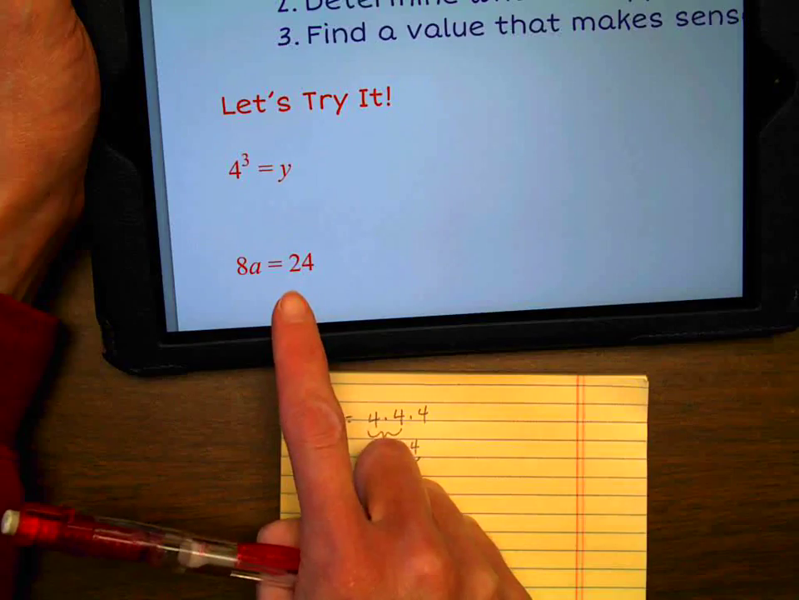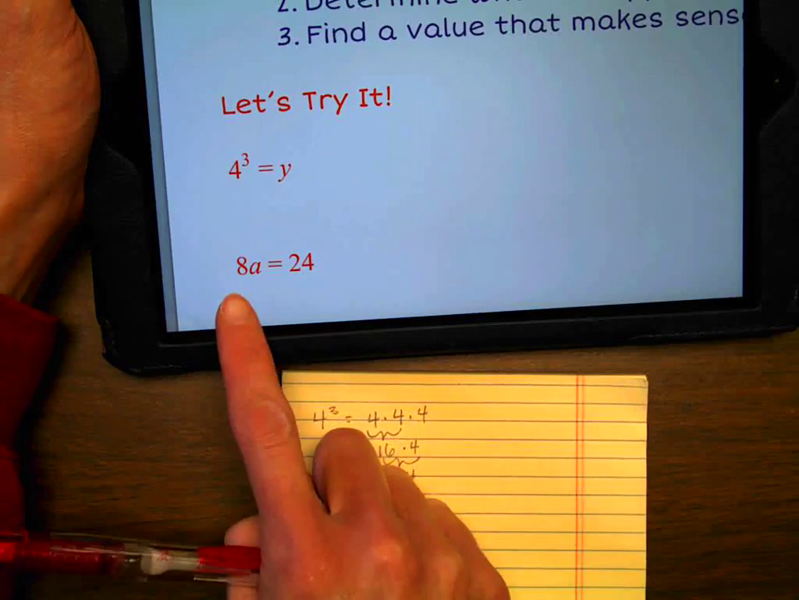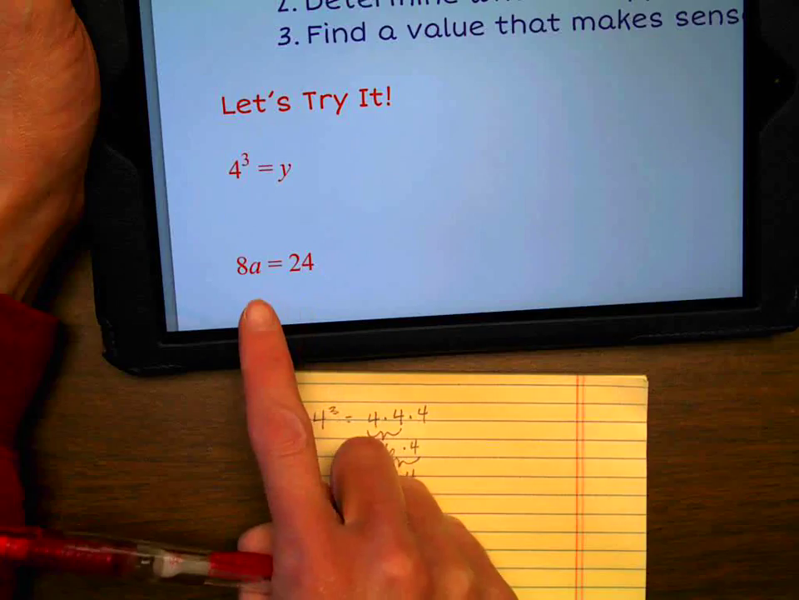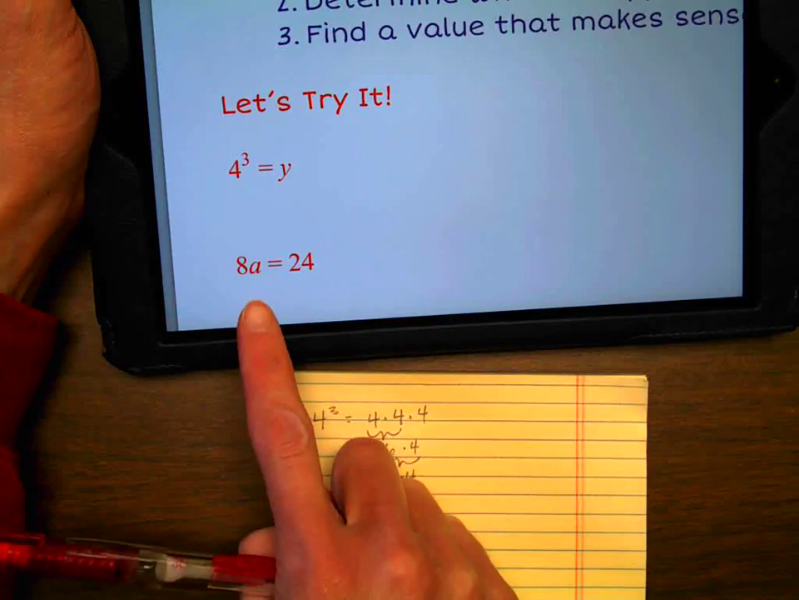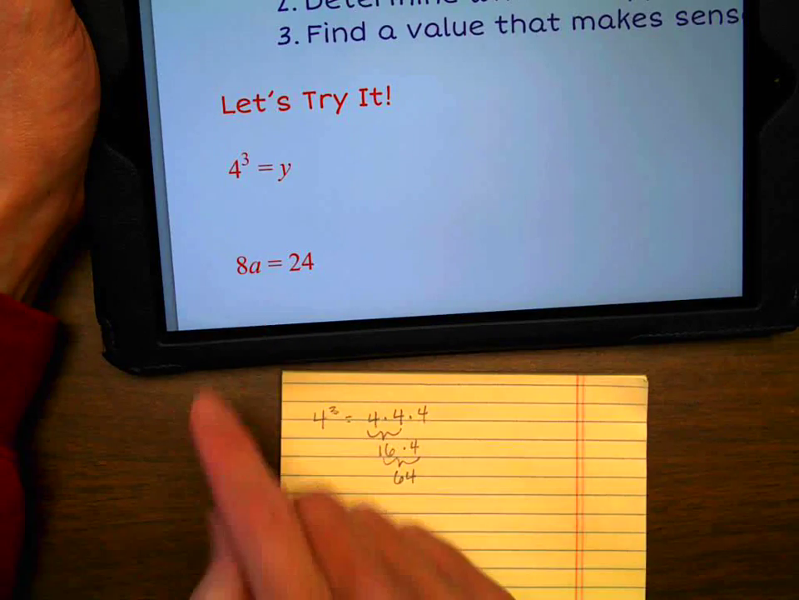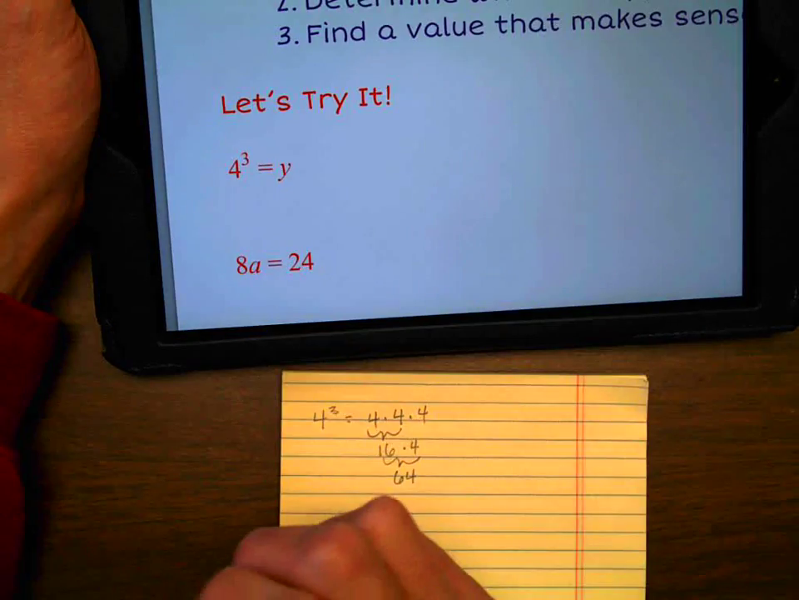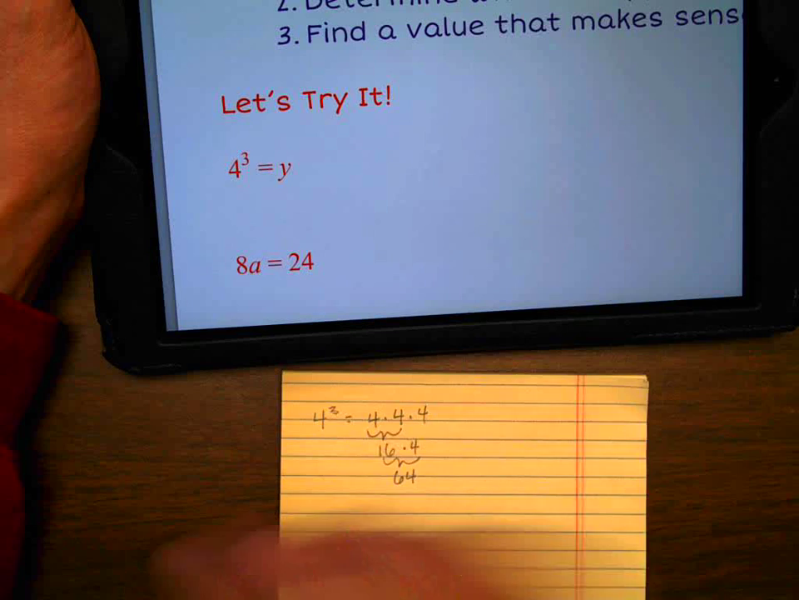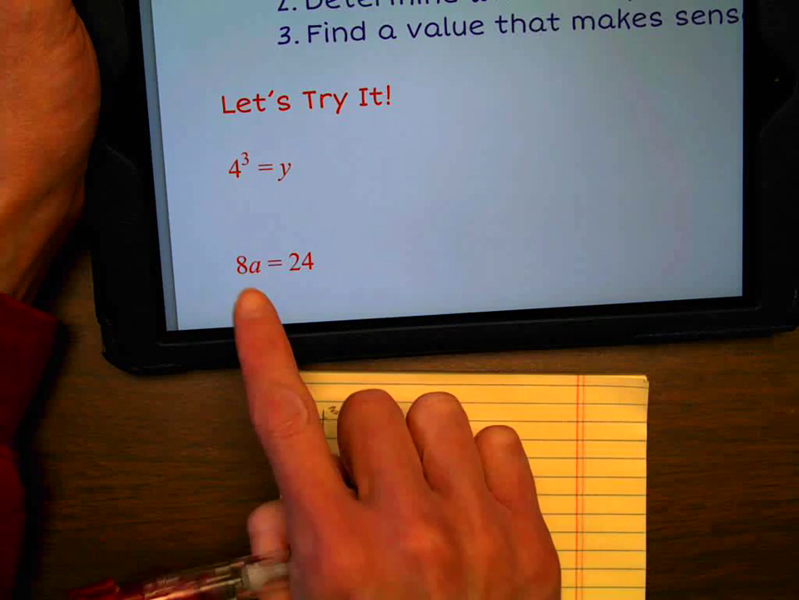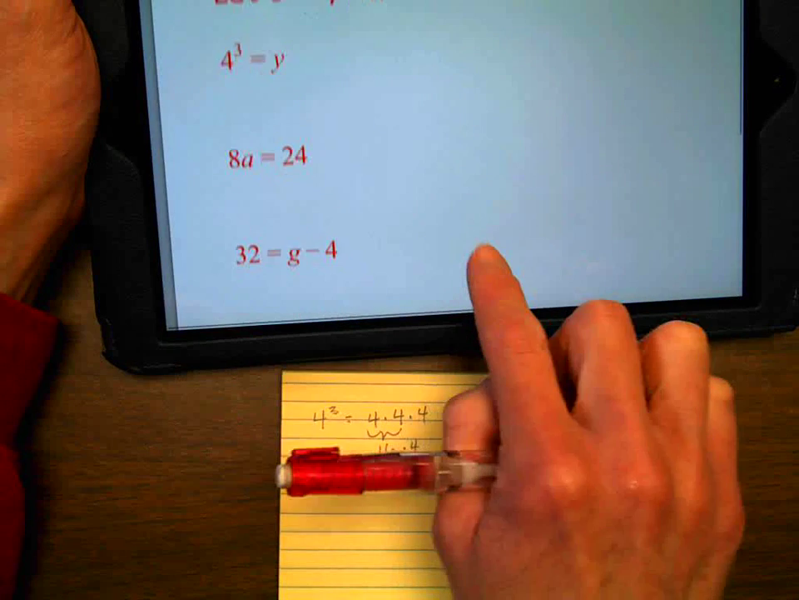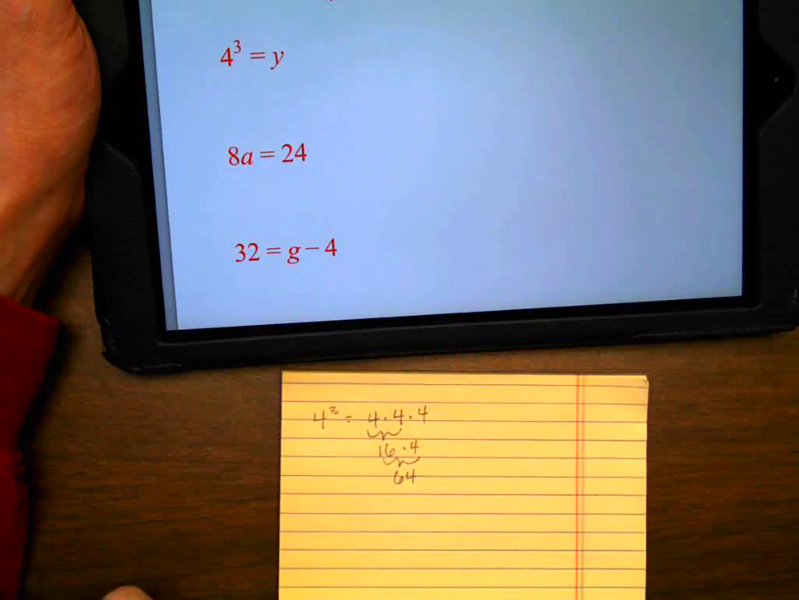I know that because I know my math facts. The number that is multiplied by 8 to get to 24 is 3. So a must equal 3. Again, you're trying to figure out what value will make sense in the equation. That was pretty simple, wasn't it? If you know your math facts, these are pretty easy. Okay, moving on to the next one.